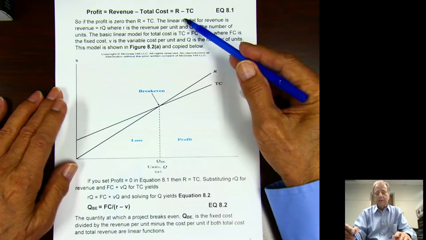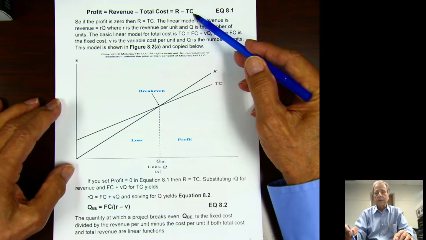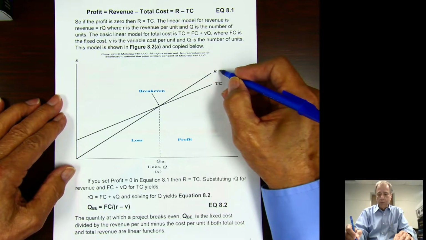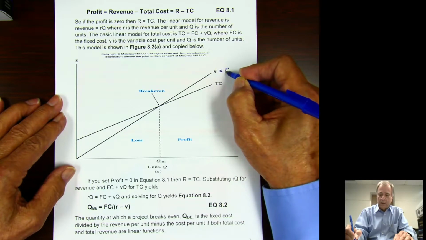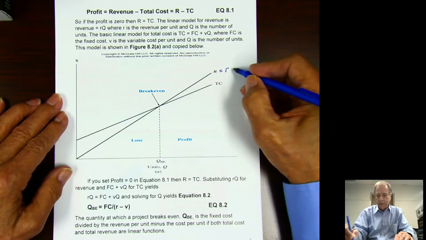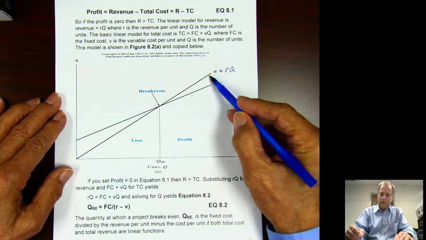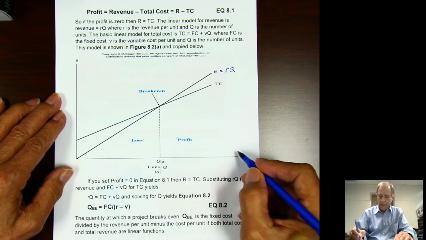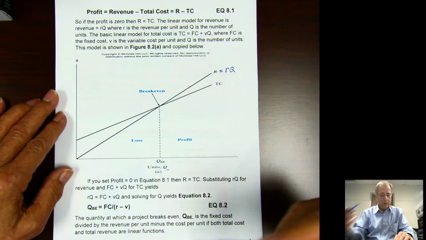So if we have linear relationships with revenue and with cost, the total revenue R is equal to the revenue per unit, which is small r, this is capital R for total revenue, times the number of units, the quantity Q. And you can see that the revenue function starts at 0, 0. This is your quantity, Q, and this is your dollars or revenue or cost.